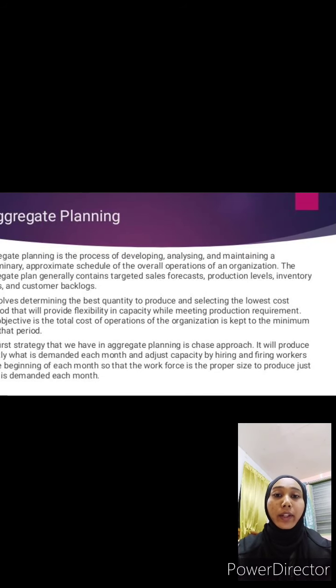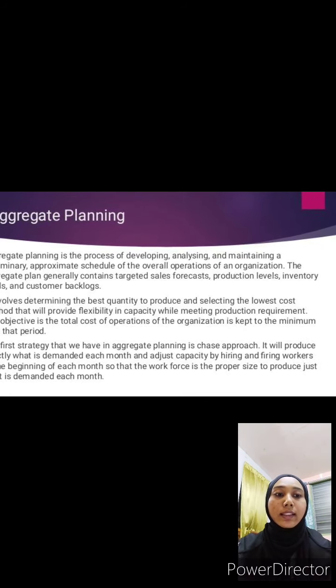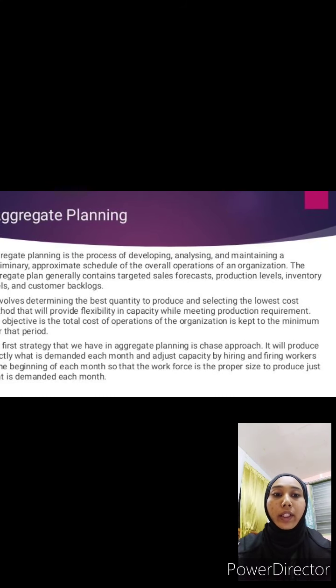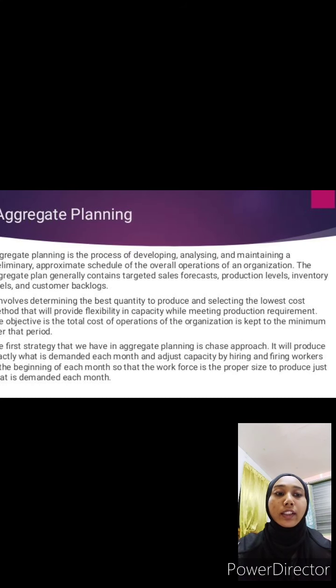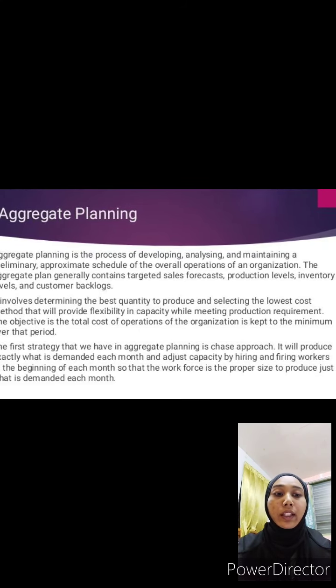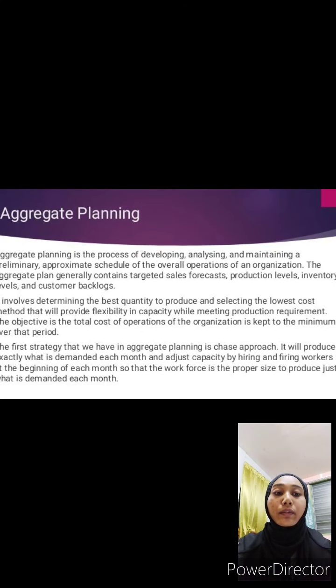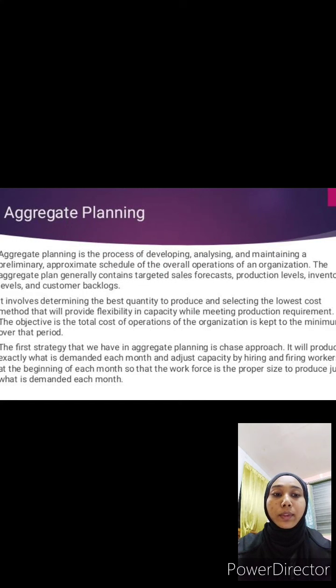The next is aggregate planning. Aggregate planning is the process of developing, analyzing, and maintaining a preliminary, approximate schedule of the overall operations of an organization. The aggregate plan generally contains target sales forecast, production levels, inventory levels and customer backlogs.